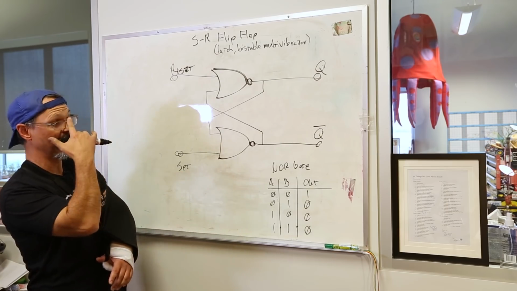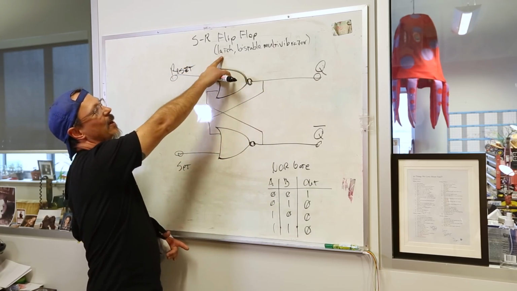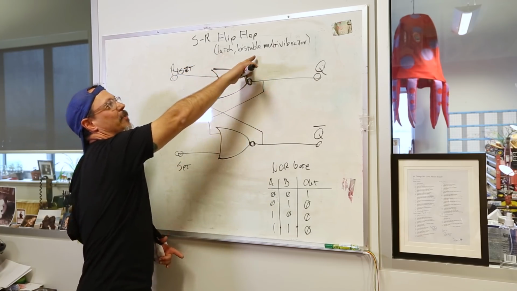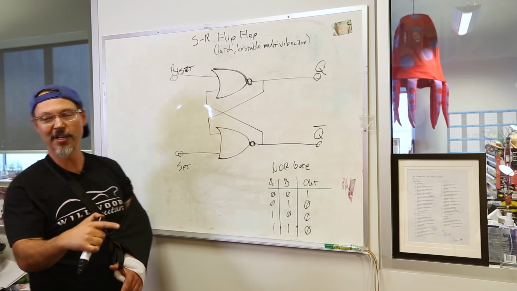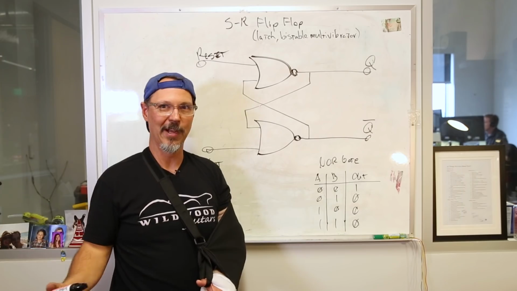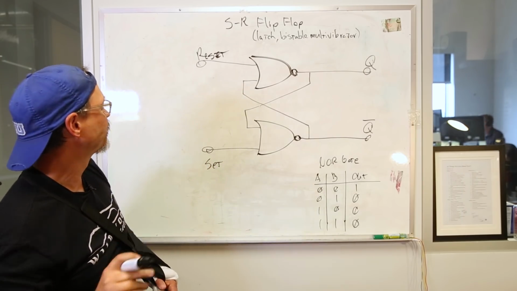Now, what I've got drawn here is an SR flip-flop, which also goes by the name of latch. It could be called a latch, it could be called a bistable multivibrator, right? Back from your 555 days, you might remember that term. This is a bistable multivibrator.